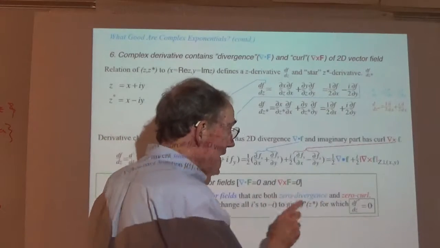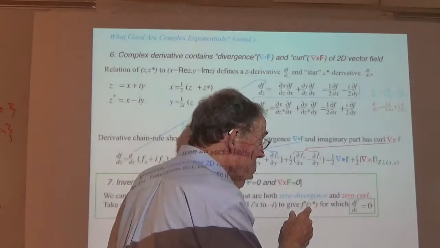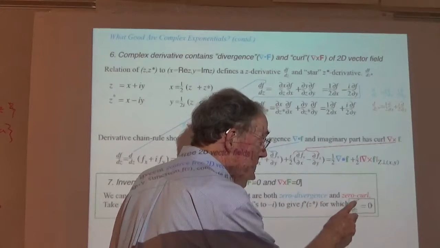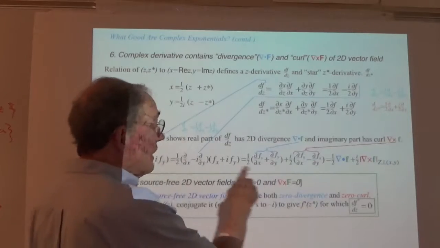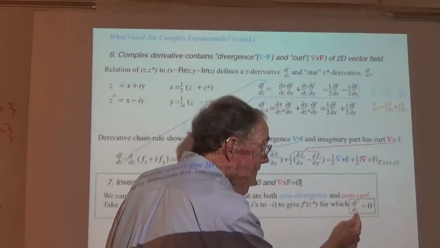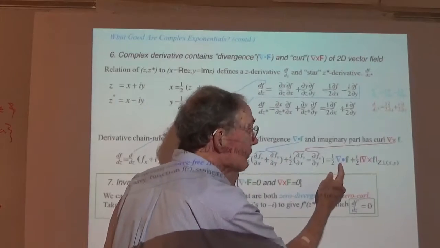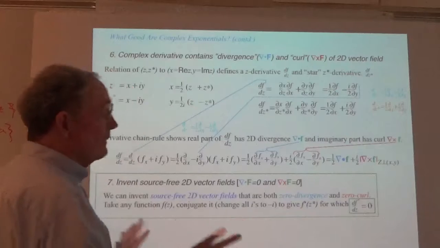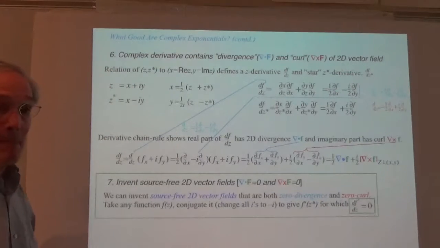And the thing about that is that that thing is only a function of z star. It's not a function of z. So the derivative with respect to z, which is what we just calculated here, is 0. That means the real and imaginary parts of that thing, which are the divergence and the curl, are automatically, totally 0 at all points x and y. That's the recipe.